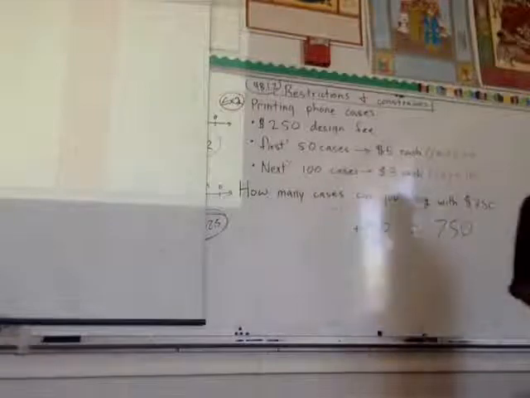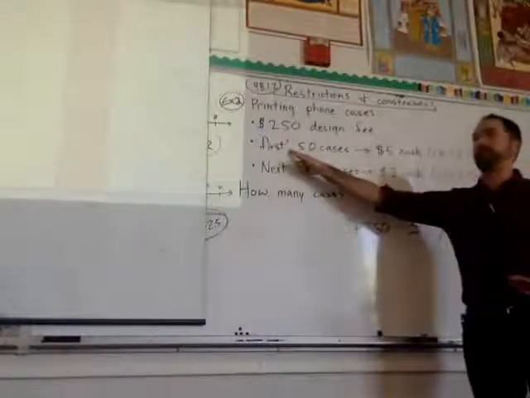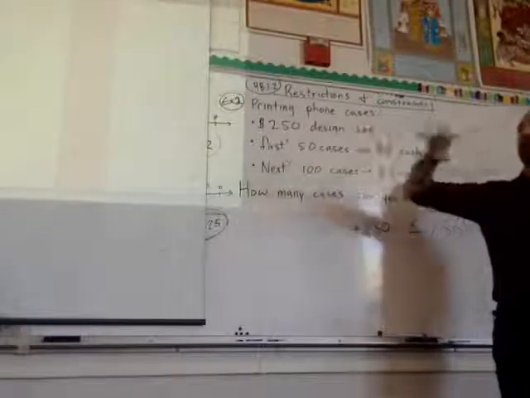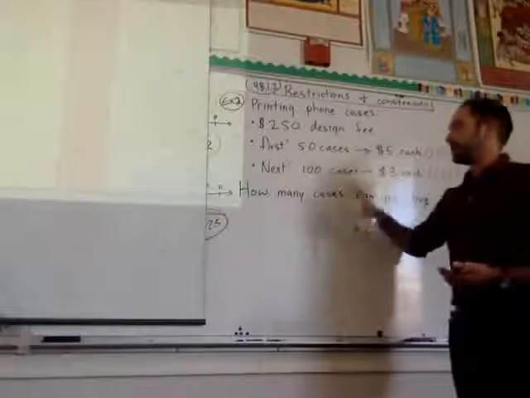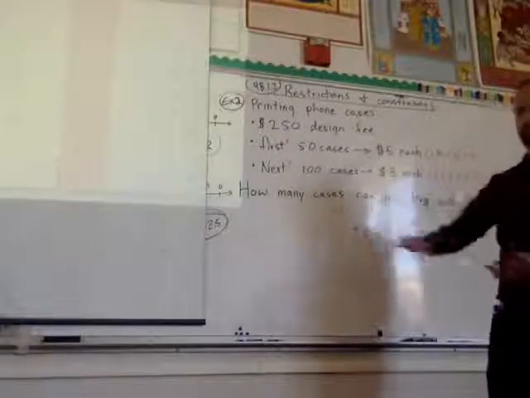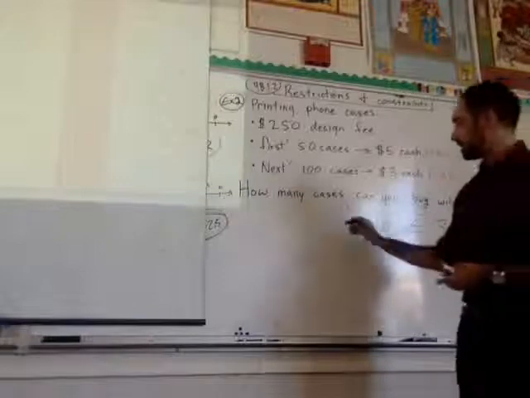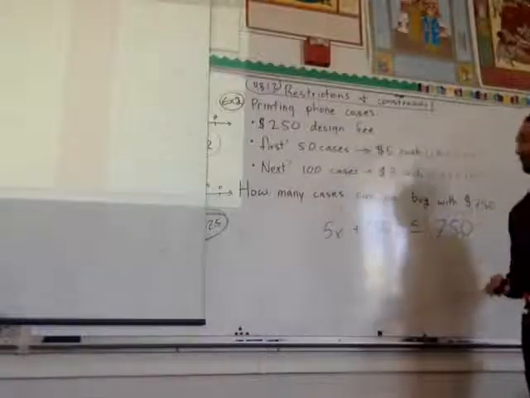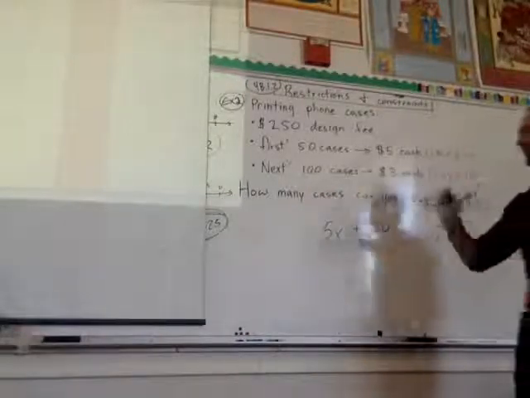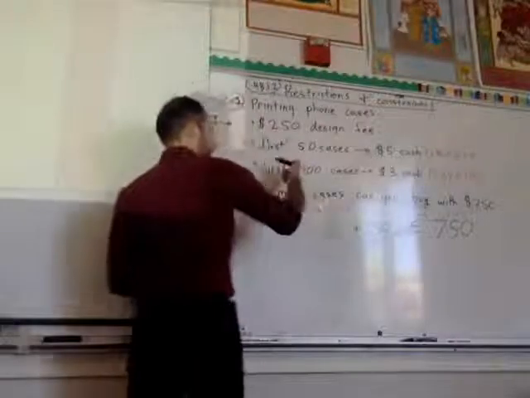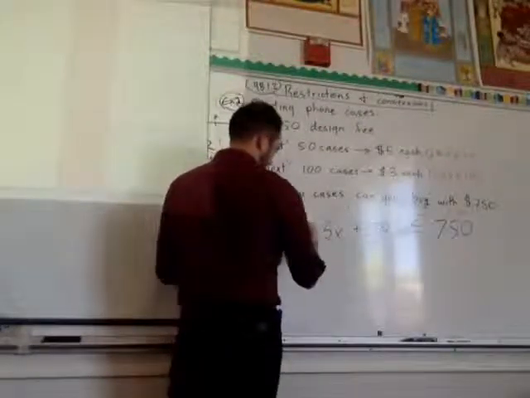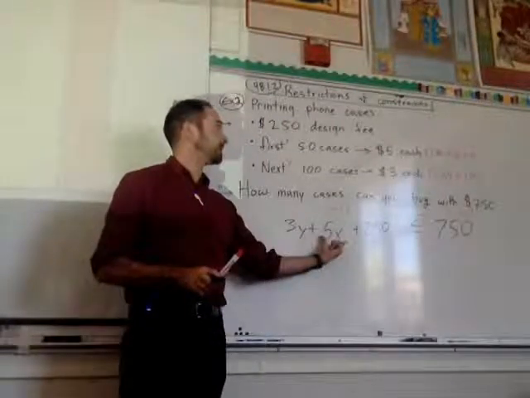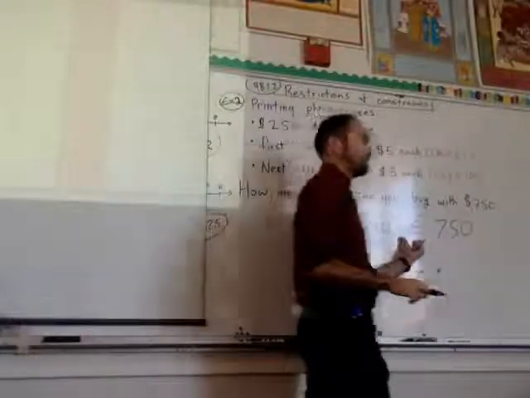Let's just build it that way. Now, if I call the first 50 cases, that batch of cases, X, how can I represent the cost for those cases? What could I do? They're $5 each. 5x. That's the next step. We're going to get to that. You're right. Because you're going to be able to afford 50. We have to figure that out yet. All right. So what do you think for my Y values of the next 100? Where should I put Y? You see? The cost of the first 50, the next 100, and the design cost has to be less than or equal to 750.